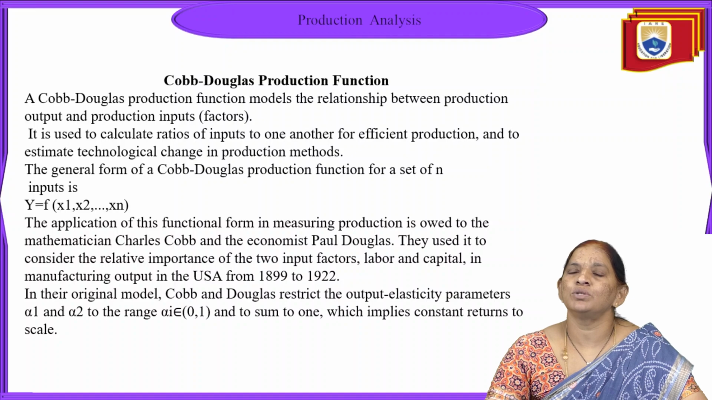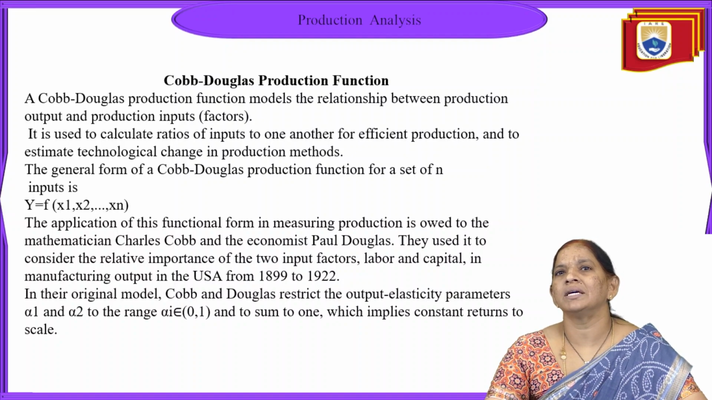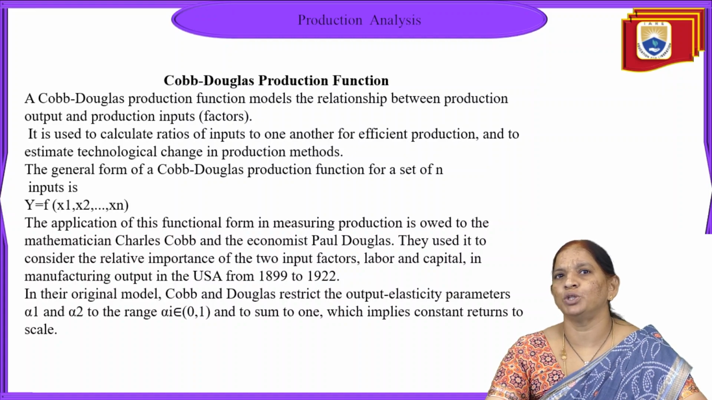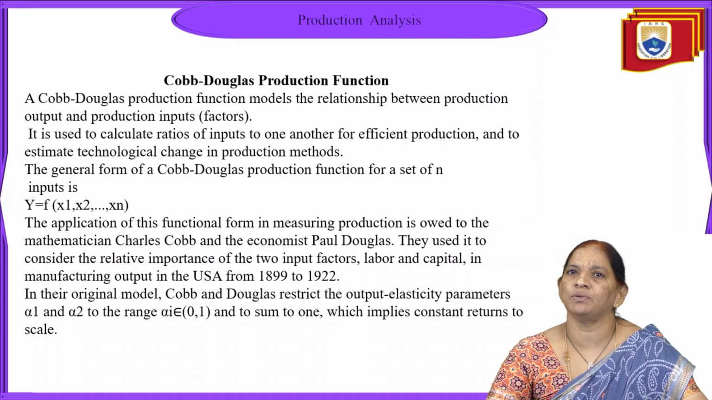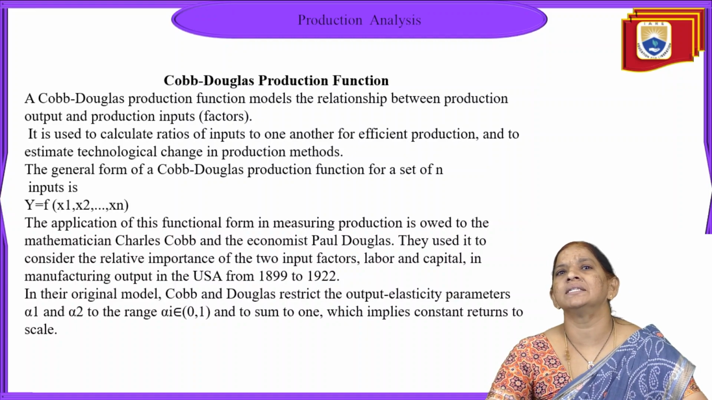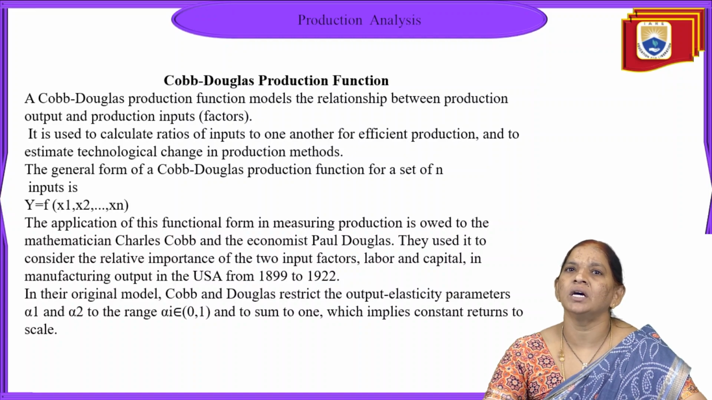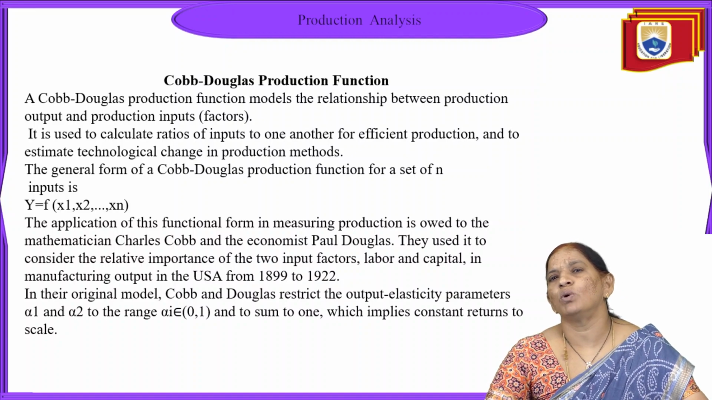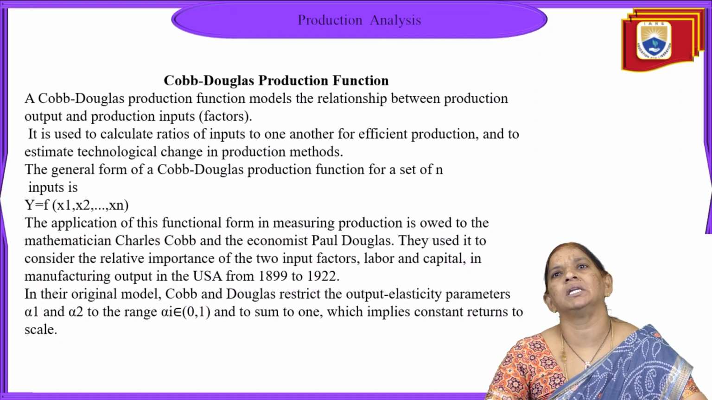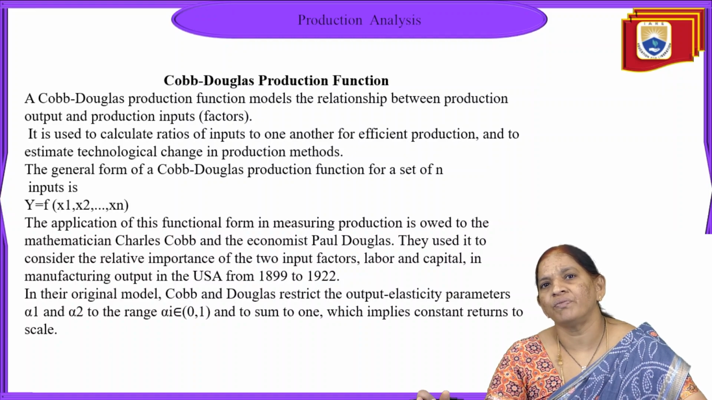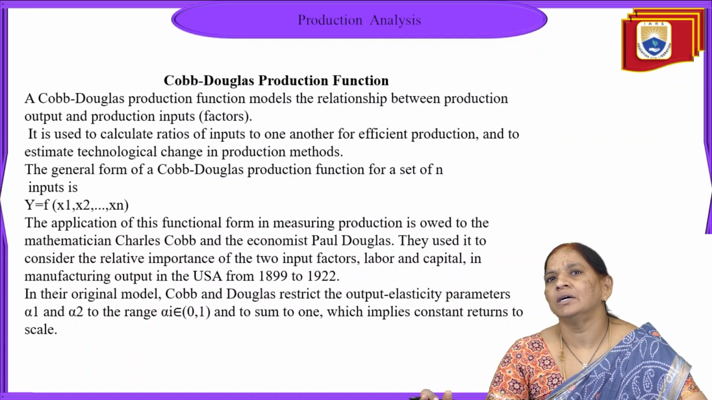And now we come to the production function which is famously called the Cobb-Douglas production function. A Cobb-Douglas production function is a model which integrates the relationship between the production output and the production input. Cobb-Douglas is a famous mathematician who has given this production function related to the factory inputs. Means what we have in the factory, maybe the material, labor, machineries. So what are the factors present in the factory?